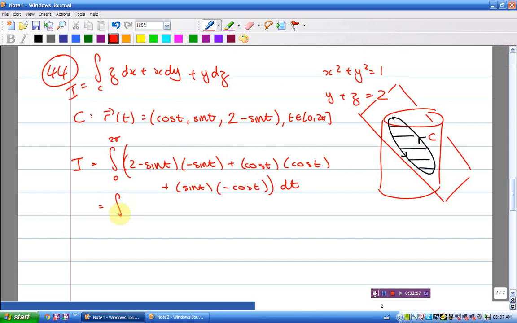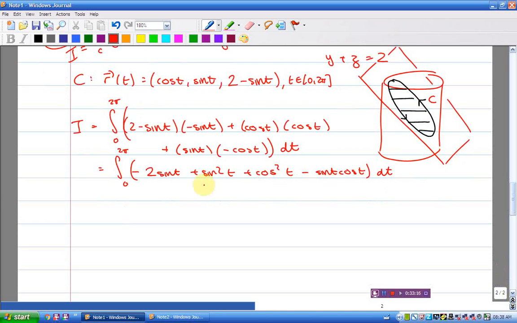Okay, a little bit of tidying up. What do I have here? 0 to 2 pi. I'll have a minus 2 sine t. I'll have a plus sine squared t. I'll have a plus cos squared t. That's nice. I'll have a minus sine t cos t. And that of course is just 1.